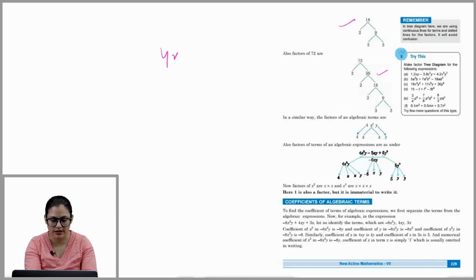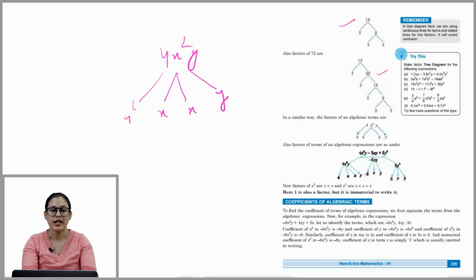You have 4x square y. So, 4x square is x into x, and y. Okay. So, this is the factor tree of an algebraic term. Remember, in a tree diagram here, we are using continuous lines for terms and dotted lines for the factors. It will avoid confusion. Okay. Next, so now the factors of x square are x into x and x cube are x into x into x. Okay, here 1 is also a factor, but it is immaterial to write it, right?